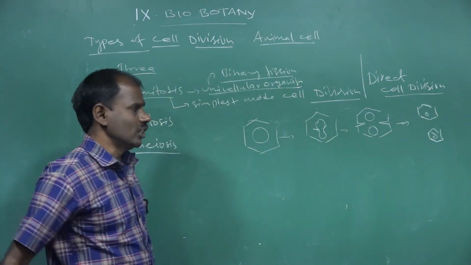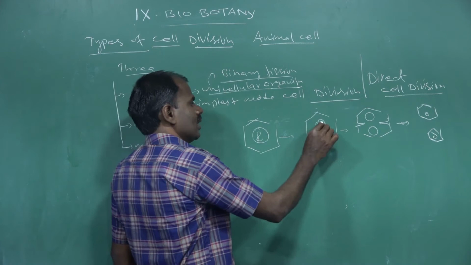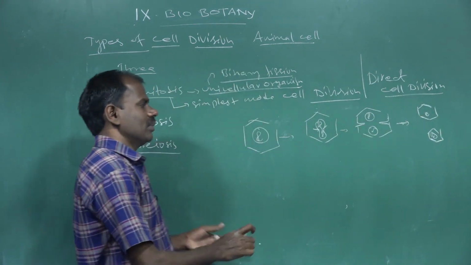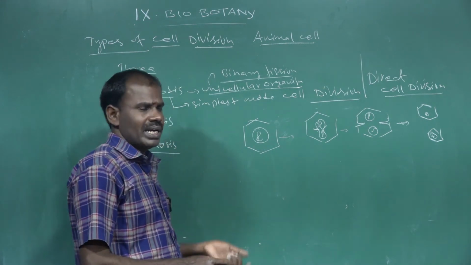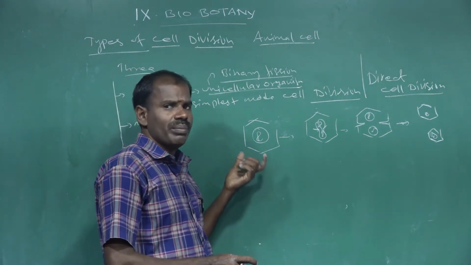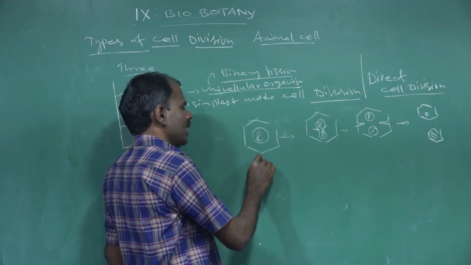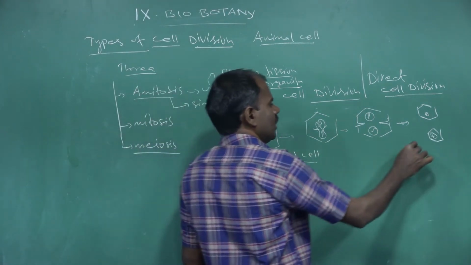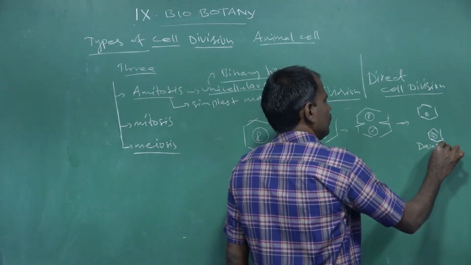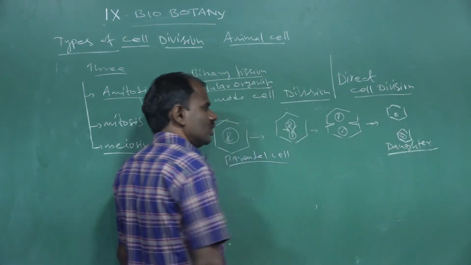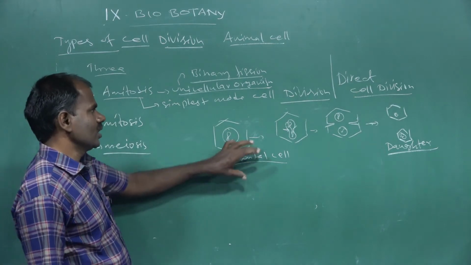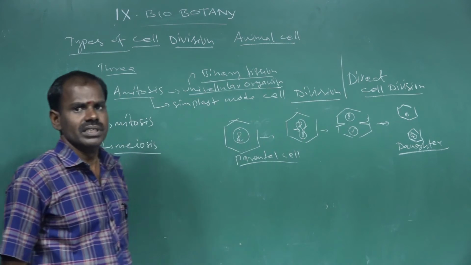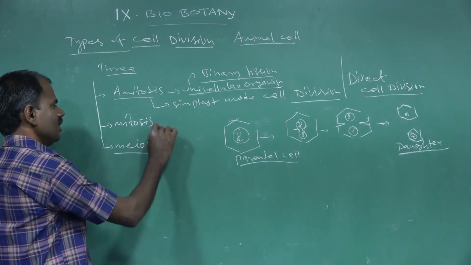In direct cell division, the nuclear material is the same. The same number of chromosomes, the same number of DNA molecules, and the same nuclear material present in the parental cell is passed to the daughter cells. That process occurs in amitosis. So amitosis is called direct cell division. Next is mitosis.